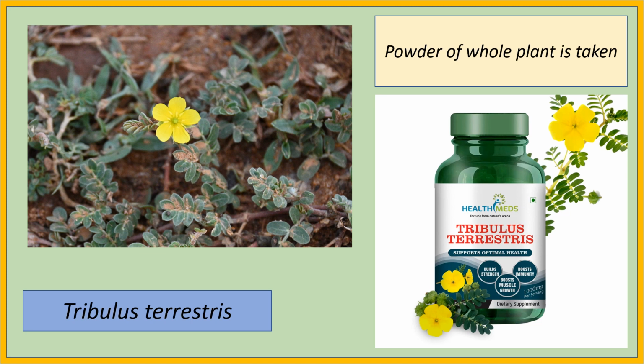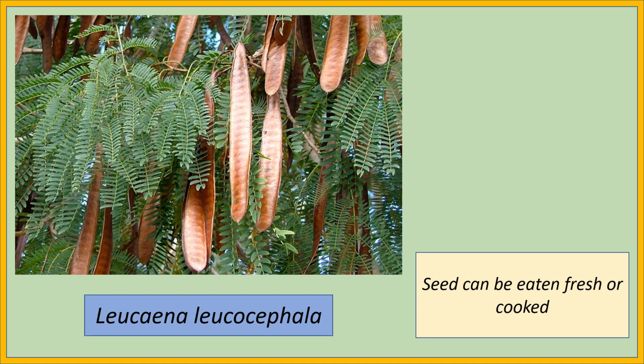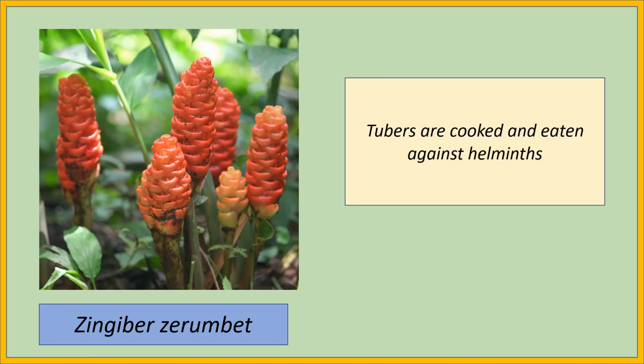So this is Tribulus terrestris. The powder of the plant is taken as an anti-helminthic agent. You can see there are so many different products coming out of this plant. It is an important medicinal plant, in this case as an anti-helminthic agent. So this is Leucaena leucocephala. The seeds can be eaten fresh or cooked and eaten. So this is also a good way to get rid of the helminths.